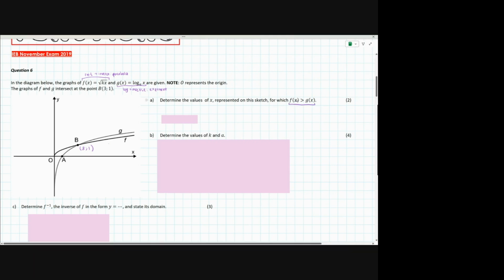So f of x greater than g of x, basically it's asking us where f of x is above, so sitting on top of g of x. That's what we want to look for on our graph. Right, so this is a 2 marker. I'm going to give you 2 minutes to write down an answer for me, and then we'll have a look. We can chat about why the answer is what it is, but let's give this one a try.